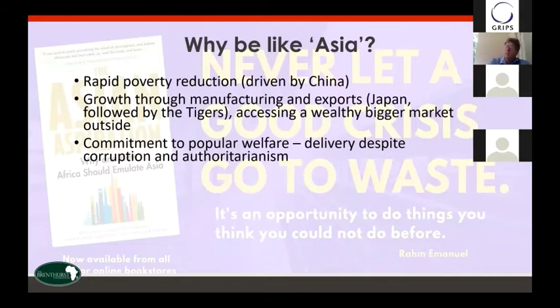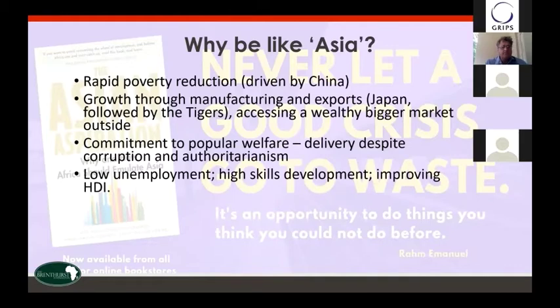The Asian commitment to popular welfare, in spite of the relative absence of democracy, is impressive. That leaders feel responsive to the needs of their people, not just responsive to the needs of elites, as Haile Miriam, I'm sure, will say, the rent seekers, but responsive to the needs of their populations, which they were able to do despite levels of corruption and authoritarianism. Because you have low unemployment, because you have high skills development, and because you have constantly improving human development index indicators, this makes you too attractive as a model for Africa.